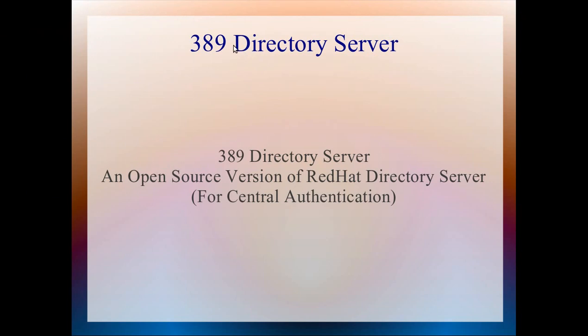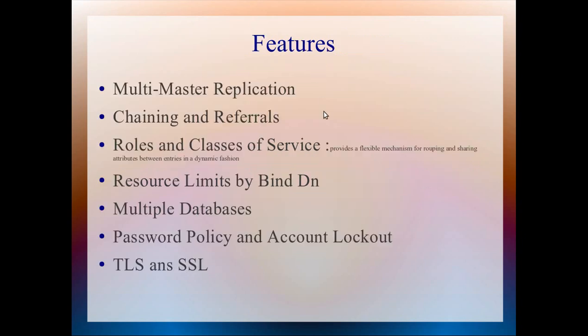Today's session is about the central authentication mechanism that we are going to implement in our open source data center. To implement it, I'll be using 389 Directory Server, which is an open source version of Red Hat Directory Server. The main feature it provides is multi-master replication. We can have multiple master 389 directory servers which can interact with each other, and we can update any one and that will be replicated to the other directory servers.